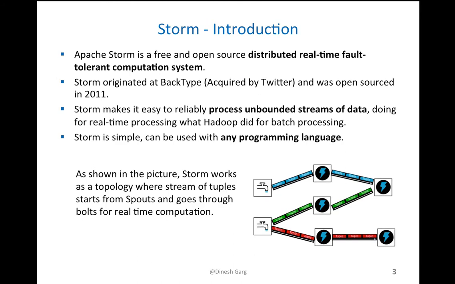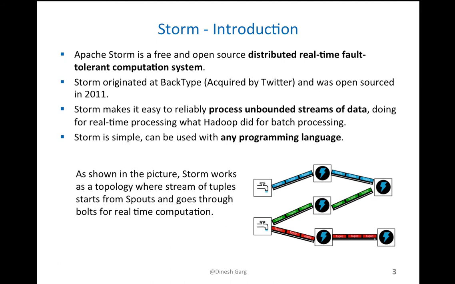Storm is a free and open source distributed real-time fault-tolerant computation system. Think of Storm as something for real-time processing of unbounded stream of data. So it's pretty much what Hadoop does for batch processing. Storm does it for the real-time unbounded stream of data.